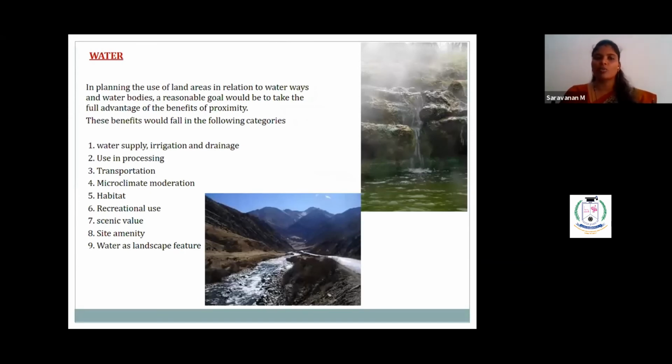So when it comes to water, what are the benefits and what are the categories? The first one is, we use it for irrigation and drainage, and we use it for transportation, for microclimate moderation. Microclimate moderation in the sense when you use it like fountains or something. And then there is habitat, recreational use, scenic value, site amenity, and as a landscape feature. These are the things for which water has been used.